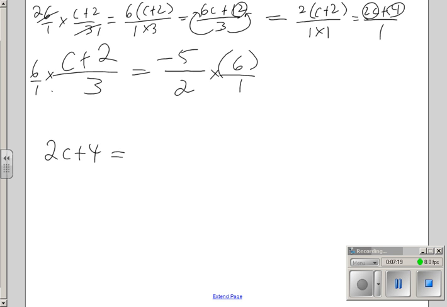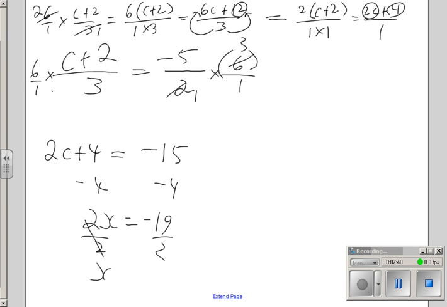Over here, if I cross-reduce, I get 3 over 1. I end up with negative 15 over 1, or just negative 15. Again, by multiplying both sides by 6, I created an equivalent equation that does not have any fractional parts to it. I would then subtract 4 from both sides. 2c equals negative 19, divide by 2. I get c equals negative 19 halves, or negative 9 and 1 half.